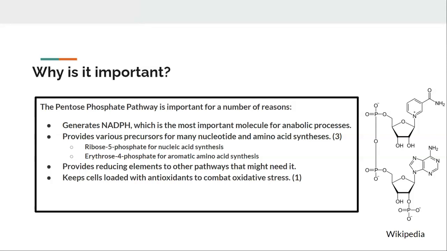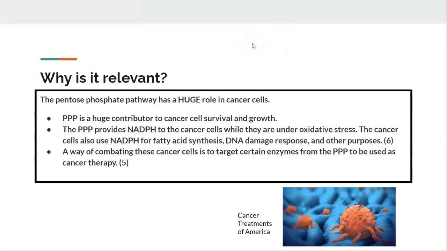It also provides reducing elements to other pathways that might need it, and it keeps cells loaded with antioxidants to combat oxidative stress. As to why it's relevant and interesting, the pentose phosphate pathway has a huge role in cancer cells. PPP is a huge contributor to cancer cell survival and growth, and it provides NADPH to the cancer cells while they're under oxidative stress. The cancer cells also use NADPH for fatty acid synthesis, DNA damage response, and other purposes. So it seems like PPP is a bad guy, but it can be used to our advantage. A way of combating these cancer cells is to target certain PPP enzymes as cancer therapy.